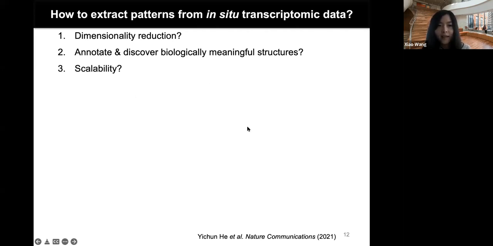And lastly, how can we do this given the computational resources to do data analysis at the scale? I didn't mention previously, but the fluorescent image data we generated is actually at the terabyte scale. So how can we do computation efficiently with such a large amount of data?